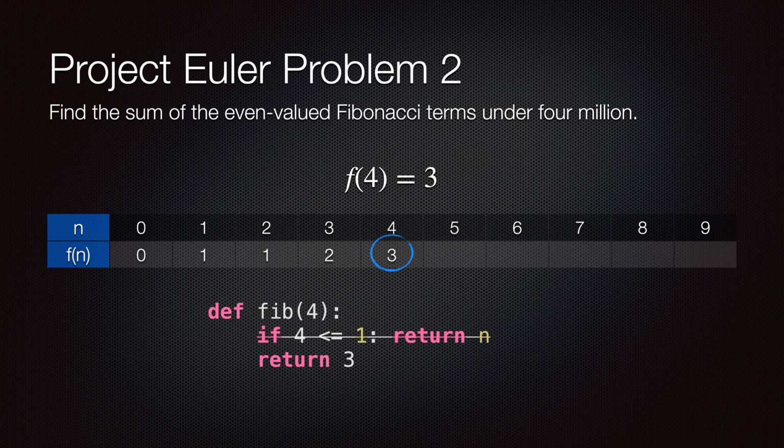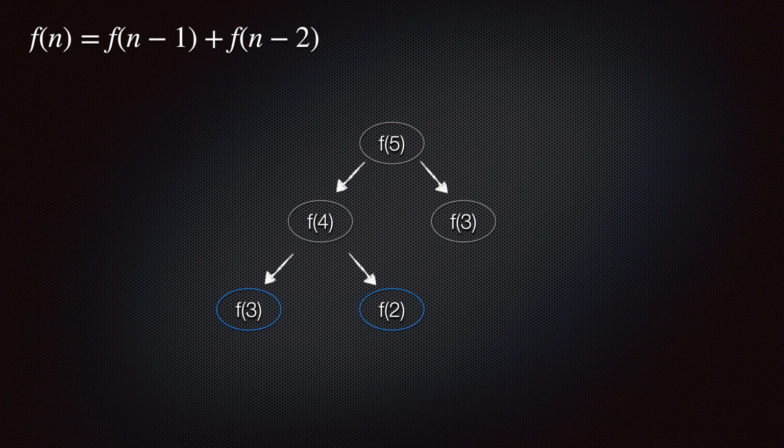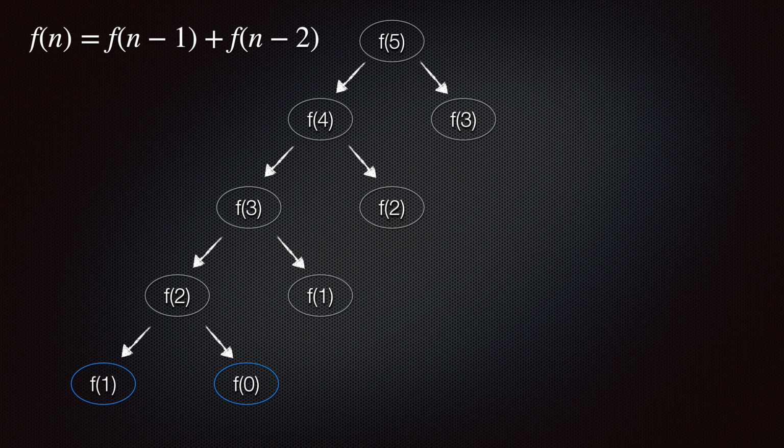Let's wipe the screen and do another example. Let's look at the 5th Fibonacci term. So that means we need the previous two terms, 4 and 3. For the 4th, we need 3 and 2. For 3, we need 2 and 1. For 2, we need 1 and 0. 1 and 0 are our base cases, so we can just return those values back up the tree.